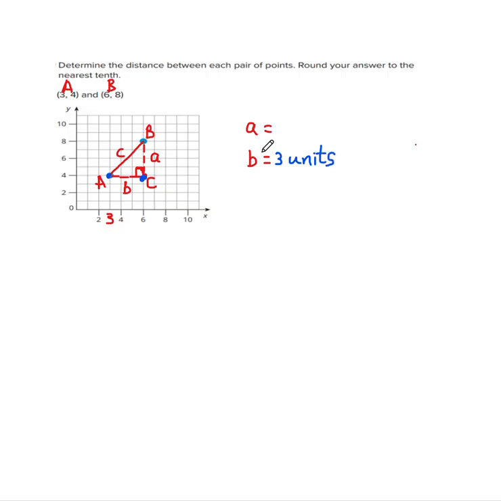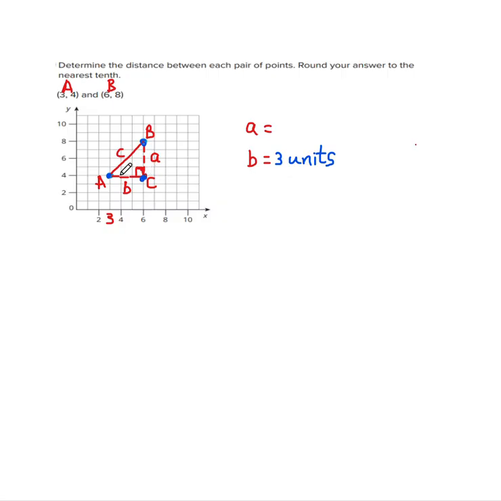And our next step is to determine the value of A. To determine the value of A, we're going to use a similar process. However, since A is the height, which is a vertical line, instead of using the x-axis this time, we're going to use the values on the y-axis to determine how many units are covered by the distance between C and B here, and that will give us the value of A.